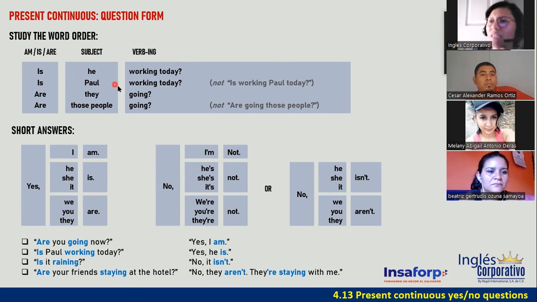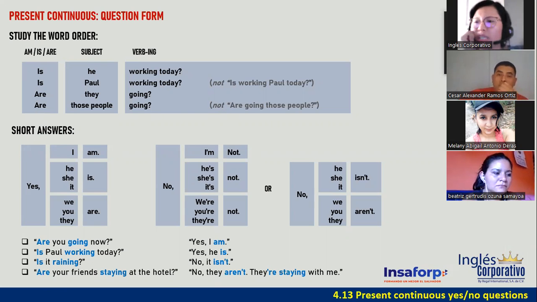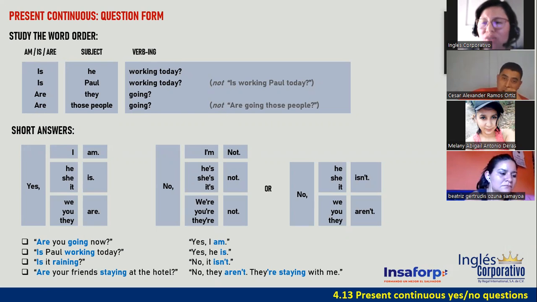Example, is he working today? Is Paul working today? Are they going? Are those people going? Right? And then we have the short answers. I can say, yes, I am. Yes, he is. Yes, she is. Yes, it is. Yes, we are. Yes, you are. And yes, they are.